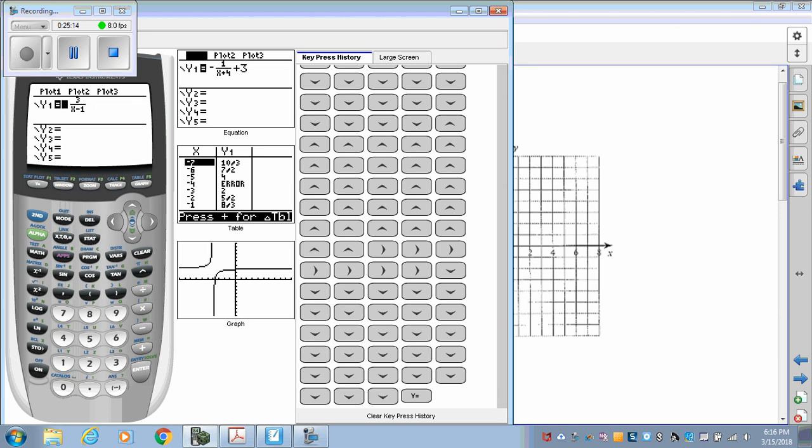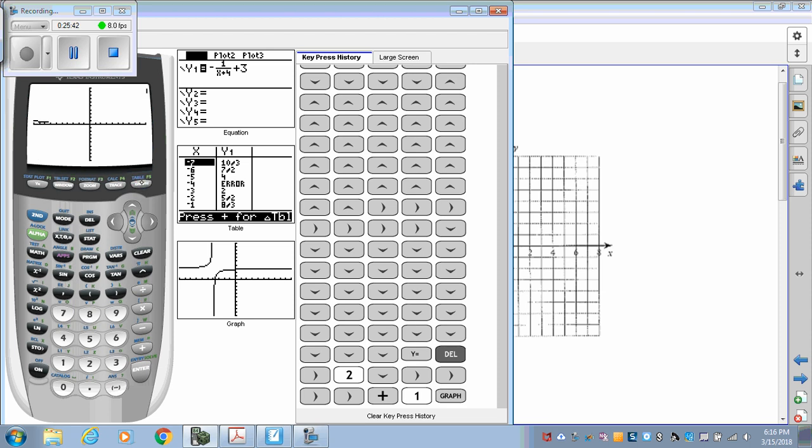there's no reflection, right? It's not negative, so I'm going to delete that. No reflection. There is a stretch, but it's only 2. And there is a horizontal shift, again 1 to the right. So I'll leave that there. And then there's a vertical transformation of +1. So it is going to the right and then up 1.